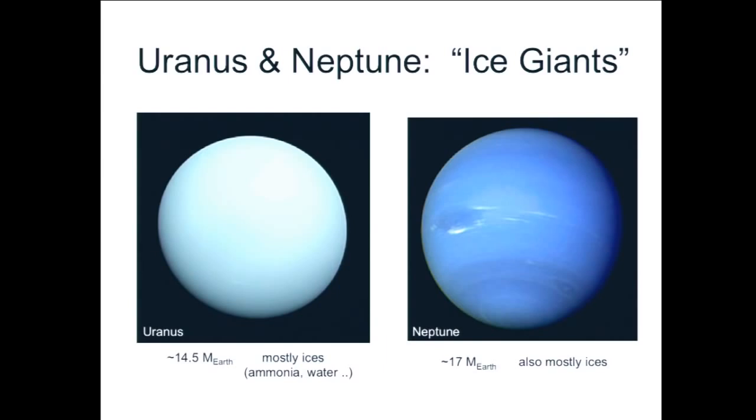I should emphasize, when I say ice here, it's not just water ice that you're familiar with. It's also other kinds of ices like ammonia, which is NH3. So other molecular compounds involving hydrogen can form ice in addition to H2O. And that's the content of Uranus and Neptune.